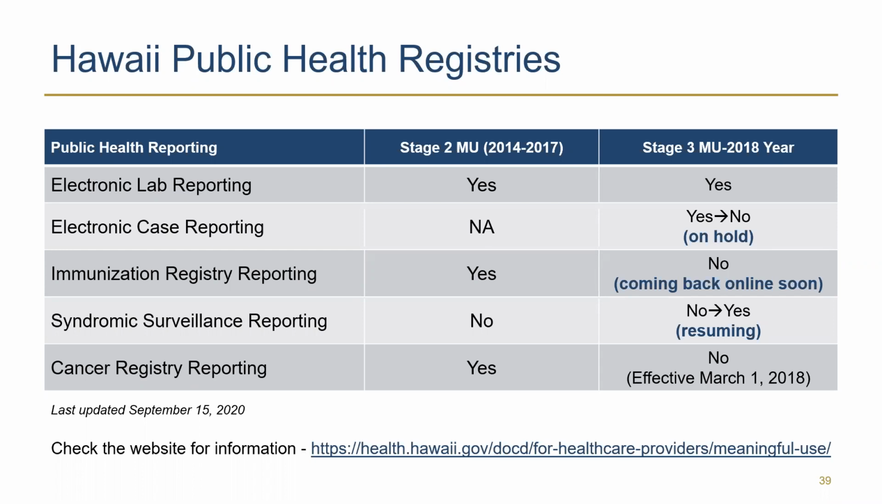Syndromic surveillance. The Hawaii Health Department has decided to resume syndromic surveillance reporting due to the urgency of the COVID-19 pandemic. However, this was just decided, so it is still available for an exclusion because it was not announced more than 6 months before the performance period. For a primary care practice, this would be another measure for which it would be easy and appropriate to claim an exclusion. So that would be your 2 exclusions if you're primary care: immunization registry and syndromic surveillance reporting.